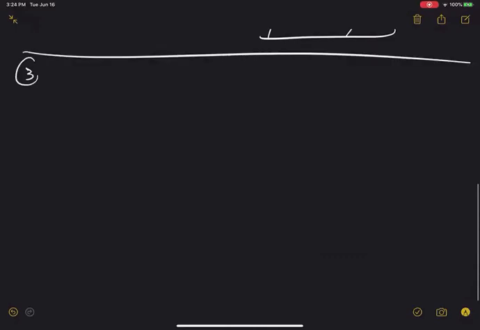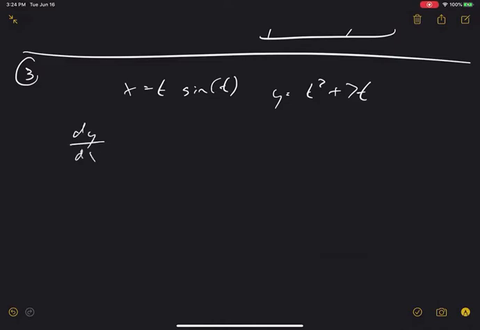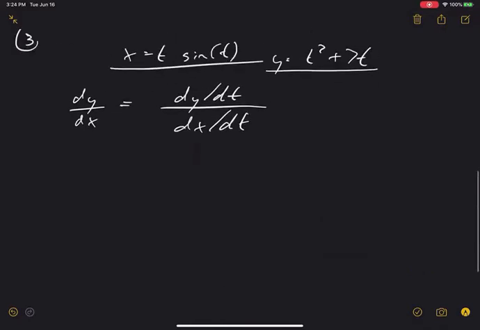Three, now we're getting into the fun stuff, doing some calculus. x equals t sine of t, y equals t squared plus 7t. The problem is to find dy/dx. This is all just about memorizing this formula, that it's dy/dt over dx/dt. So I need to find dy/dt and dx/dt, right?